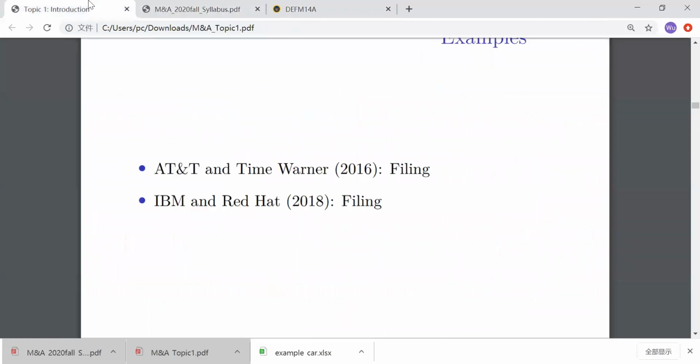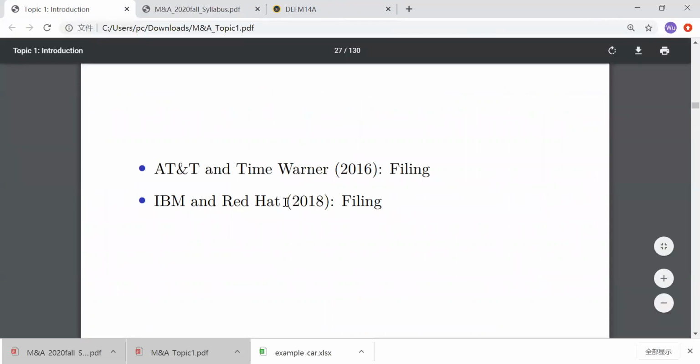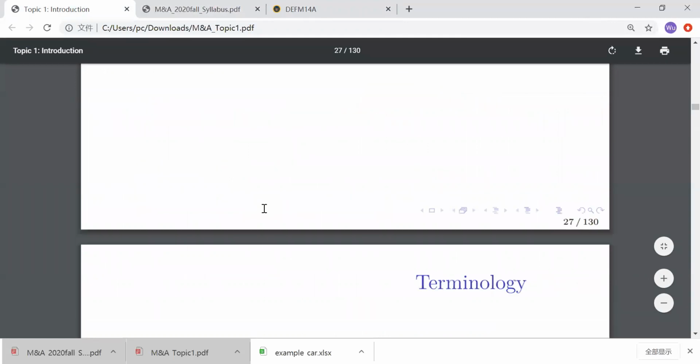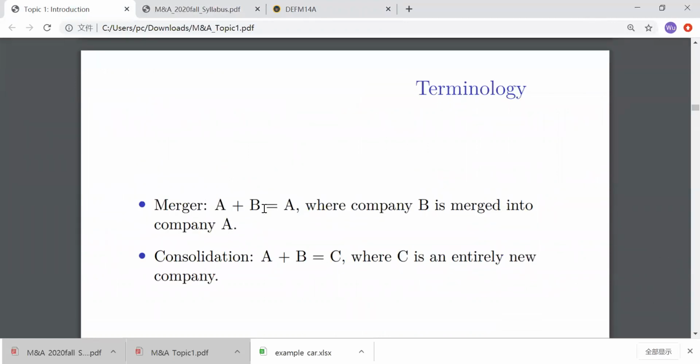All these details need to be disclosed in the SEC filings. You can take another look at this filing, which documents the merger process.